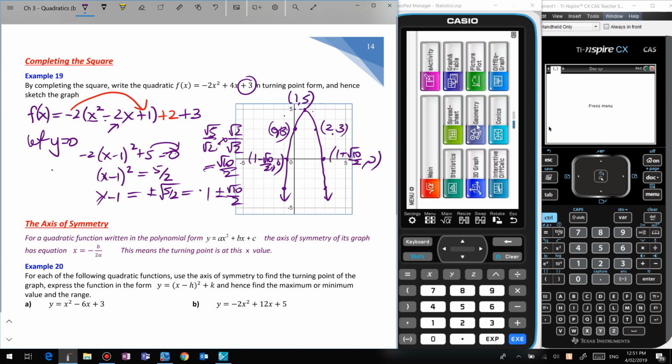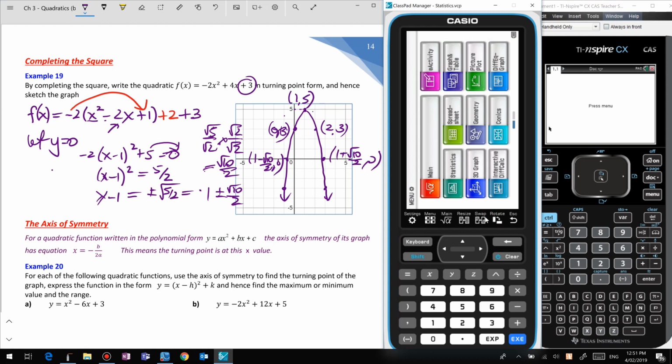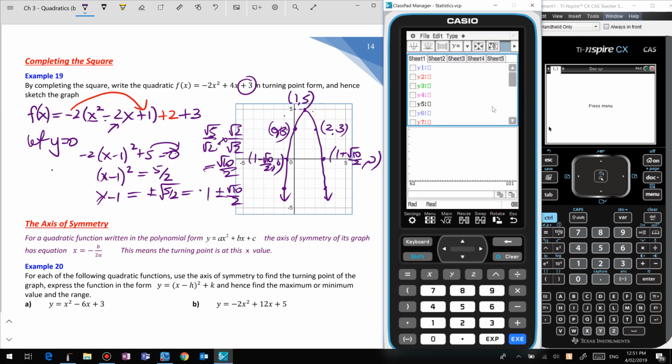Now, why is that rotated? Let's go back. Okay, zoom, initialize. Okay, so any of those graphs we could just graph in here. So this graph here, negative 2x squared plus 4x plus 3. Sketch it. There it is. Our turning point is 1, 5.